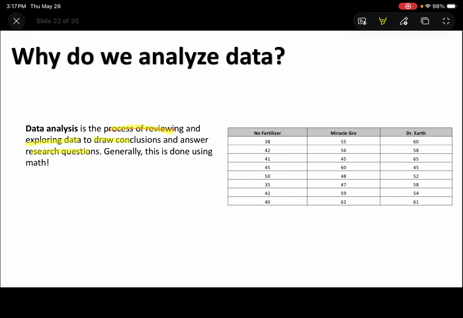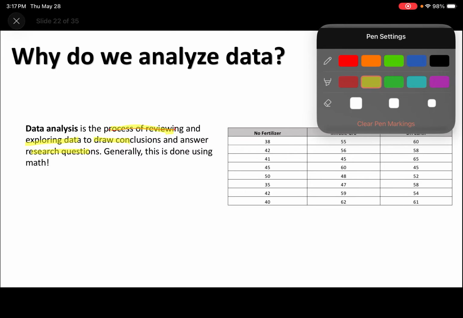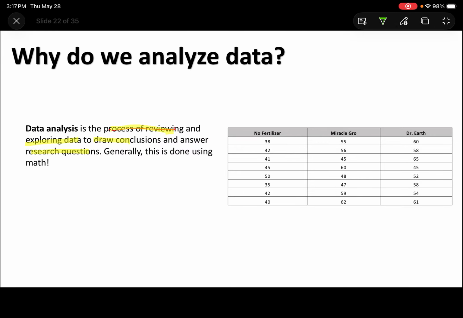Typically, we just get a bunch of data and we then have to analyze it. So in this example, what if I asked the question, what fertilizer makes plants grow the tallest? Maybe that was my research question. Then I run my experiment. I have a no fertilizer category, which is my control. I try Miracle-Gro and I try Dr. Earth. And I measure these plants, I grow them for 10 days and I look at their height.